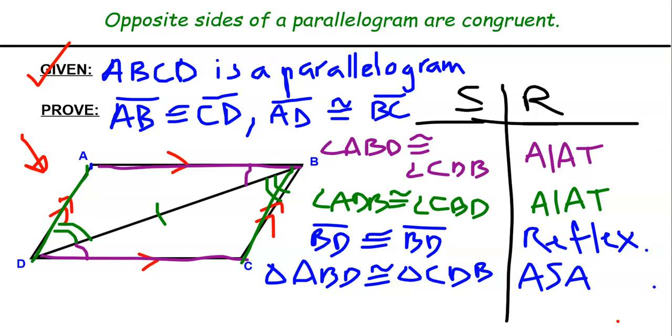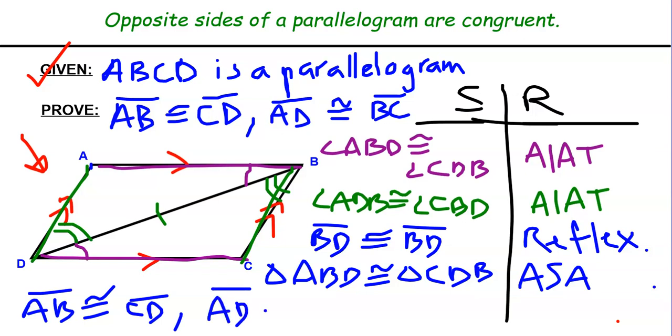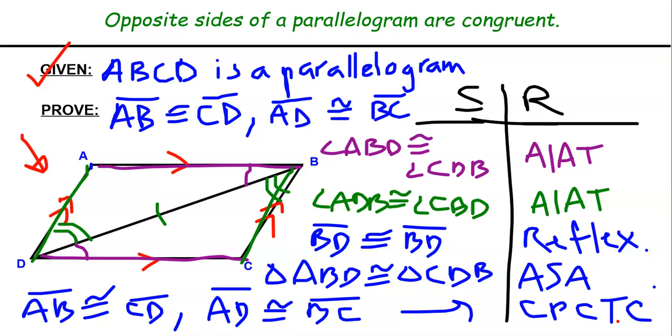And now that we have that, that is basically everything we need. We have congruent triangles. The sides that we want to prove are congruent are corresponding parts of those congruent triangles. And so the last step of the proof is to say exactly what we want to prove in the first place, and that's that AB is congruent to CD, and that AD is congruent to BC. Why? Because of CPCTC. So there's the proof that opposite sides of a parallelogram must be congruent.